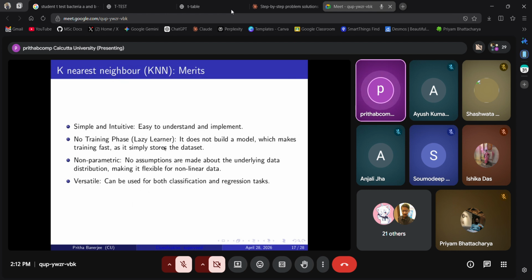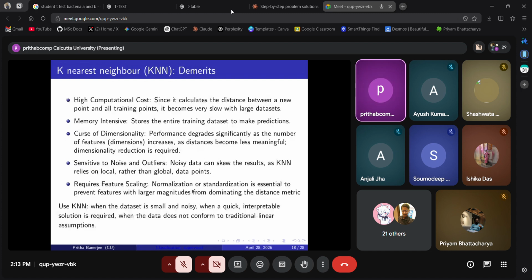So if you now look at the merits, then obviously it is very simple and intuitive, easy to understand and implement. No training phase, that we have already talked about. Lazy learner. Non-parametric, so no assumptions are made about the data distribution, and that's why it is good for non-linear data. It is versatile, can be used for both classification and regression tasks.